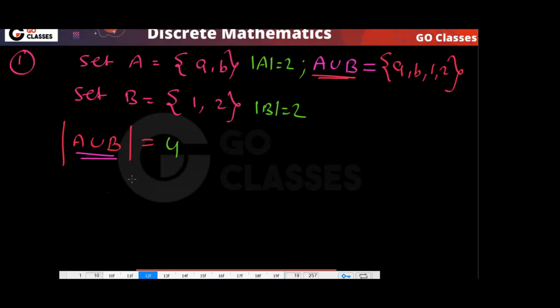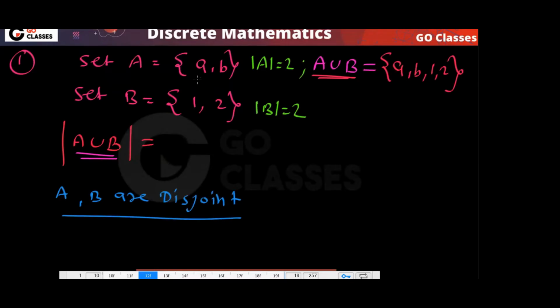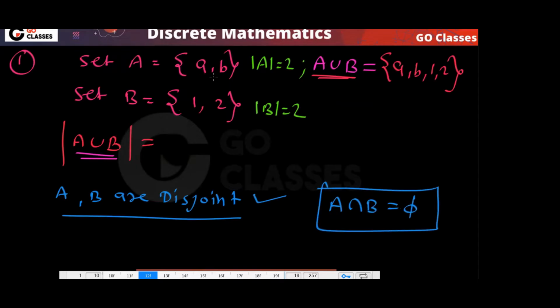Tell me, can I say A and B are disjoint? You can notice A and B are disjoint, right? Disjoint means they have nothing common. You can notice, they have nothing common. So yes, they are disjoint. I can say their intersection, meaning the common elements, is empty. There is no common element in set A and set B. You can notice this has a, b, this has 1, 2. There is no common element. So I can say these are disjoint sets.